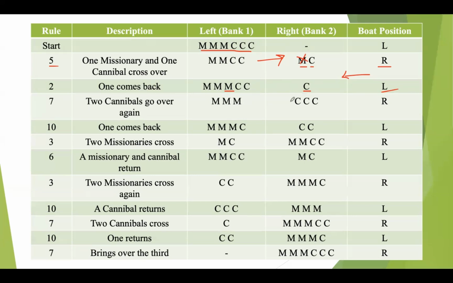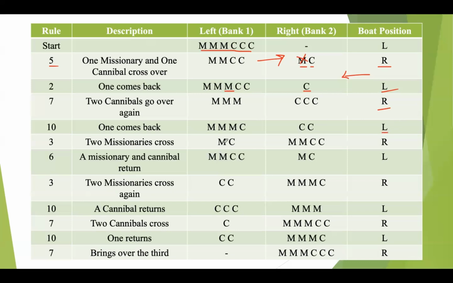So if you take two cannibals towards the right side, then there will be 3 cannibals towards the right side of the river, and there are 3 missionaries towards the left side, and the boat is towards the right side of the river. And again after that, we are bringing one cannibal from right side to left side, because there should be at least one person on the boat in order to come back. So we are again bringing this cannibal towards the left side of the river, and this is the notation, and the boat is towards the left side.